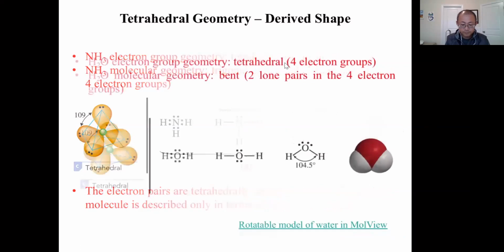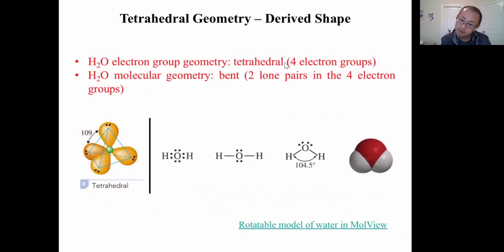Next, let's look at the water molecule. We know the water molecule's Lewis structure is this. On the central atom oxygen, I think you can count now, we have 2 single bonds, and we have 2 lone pairs. So totally we have 4 electron groups. If we have 4 electron groups, again, guys, the geometry of the 4 groups should be tetrahedral.